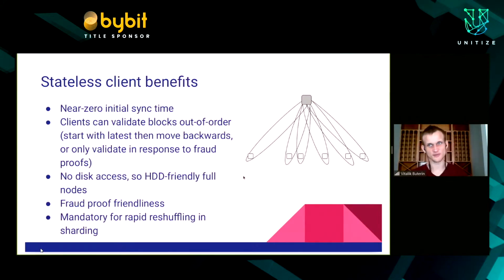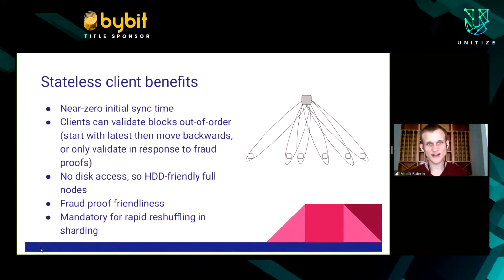So benefits of this, right? One benefit is near zero initial sync time. So if you have, say, the chain of block headers and you're willing to trust the chain of block headers, then you can start processing and verifying new blocks pretty much immediately. Clients can validate blocks out of order. So they could validate the latest block first and then move backwards, or they can only validate particular blocks if they hear a fraud proof or if they hear an alarm.